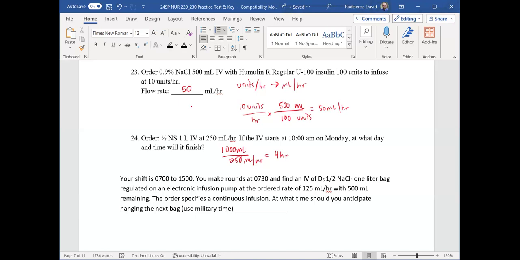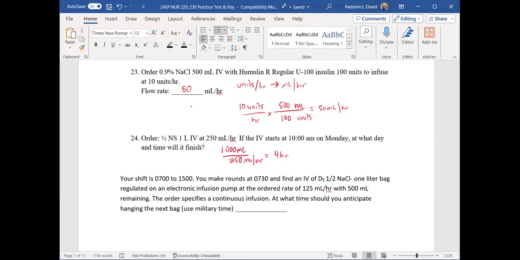I actually didn't say anything. I just asked you guys to solve it and see what you came up with. And that's why you got the answer you got, because you didn't convert liters to milliliters first. So you got to do that first.